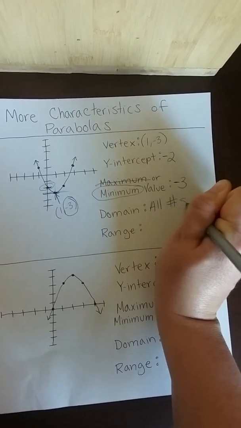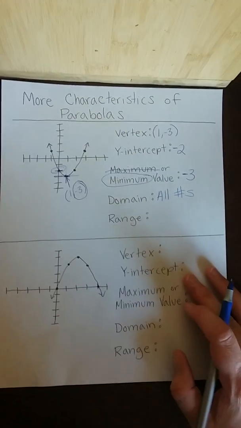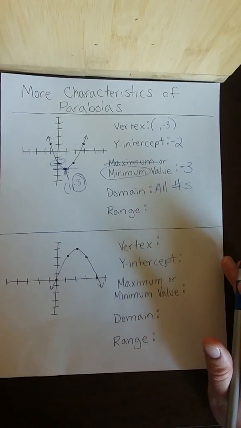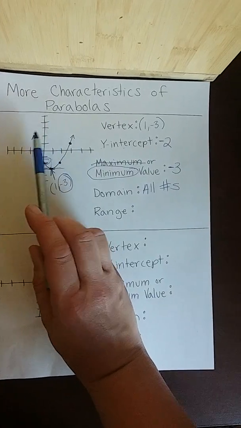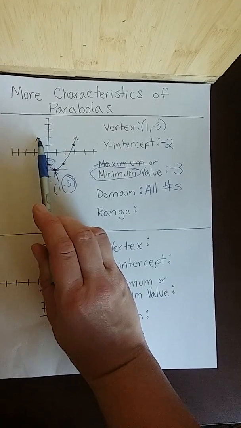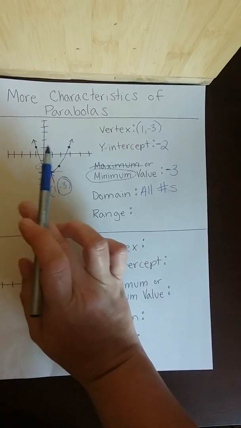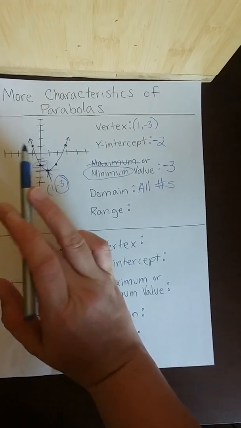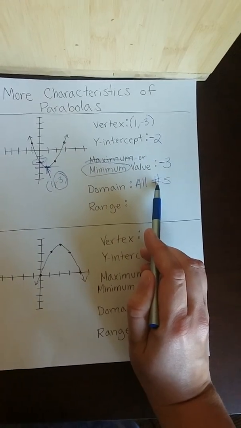For parabolas, your domain will always be all numbers unless there's some kind of word problem or real-life situation, or if you're given a graph and there's no arrows. If you're given a graph with arrows, or if you're given an equation or something with a parabola with no real-life situation, then the domain will always be all numbers.